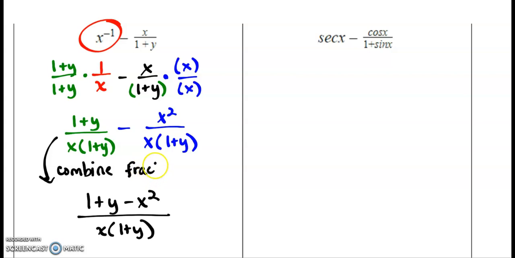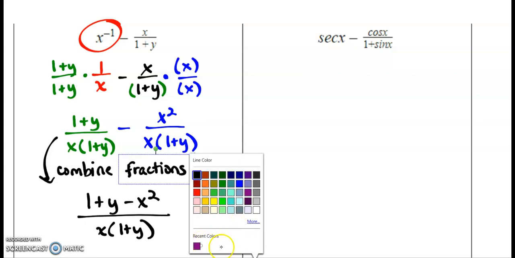Now, if you'll notice 2 things, nothing could actually be simplified, like smushed together. 1 and y and negative x squared are all different terms, so those just all get collected at the top in the numerator. And then I didn't distribute the x because it didn't help me, right? It didn't change anything algebraically, so I just left the denominator in factored form.